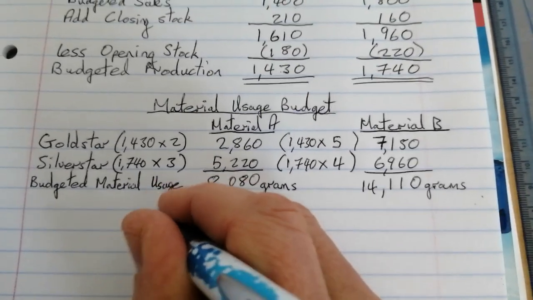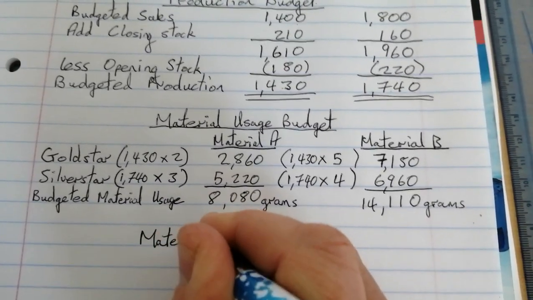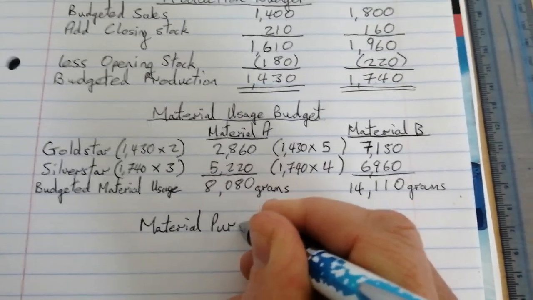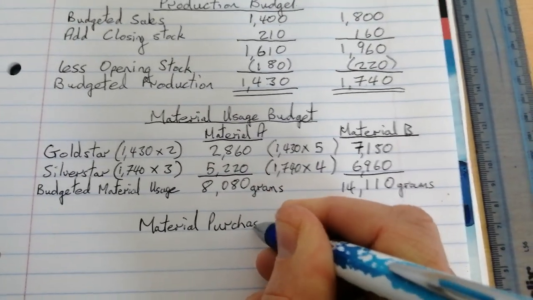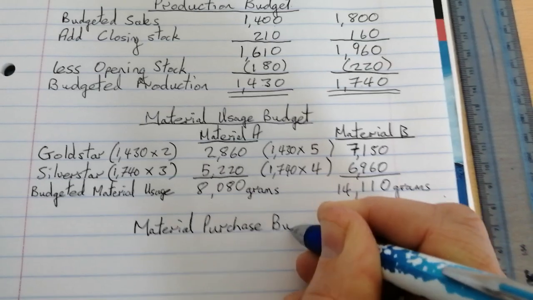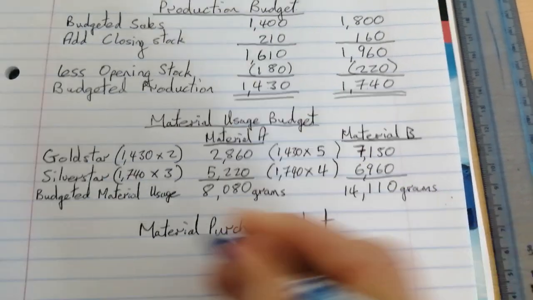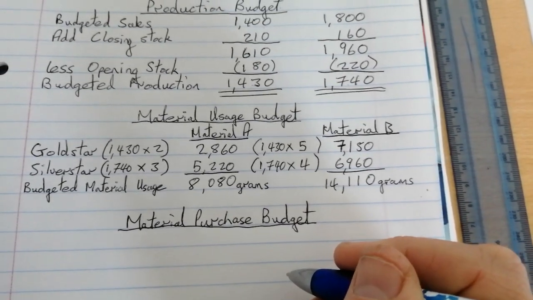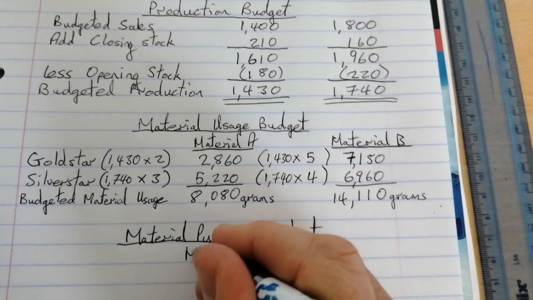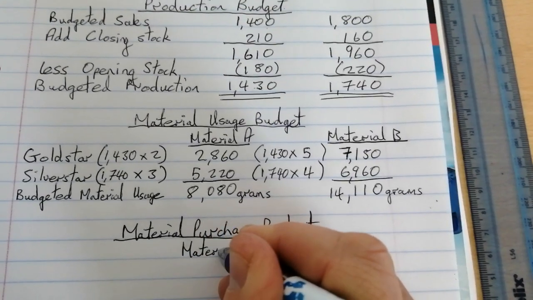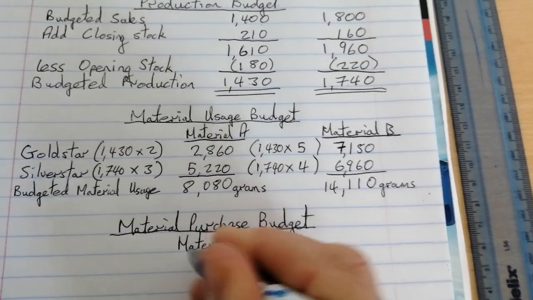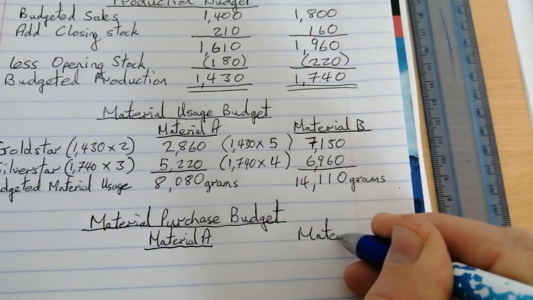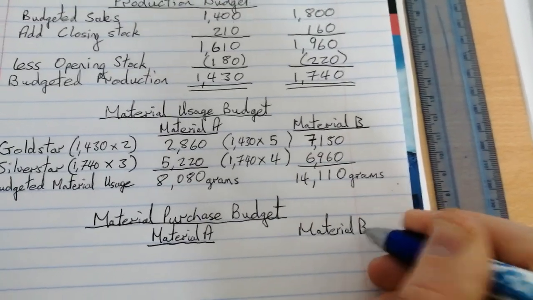So our next thing is material purchases. Purchase, I suppose, would be fine. Budget. And since we're still talking about materials, we'll go for material A and material B again.